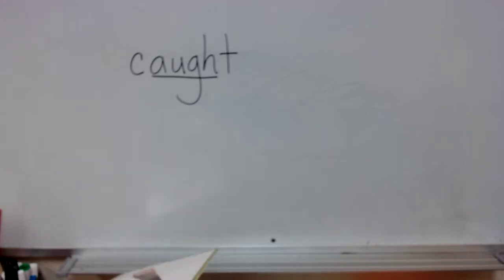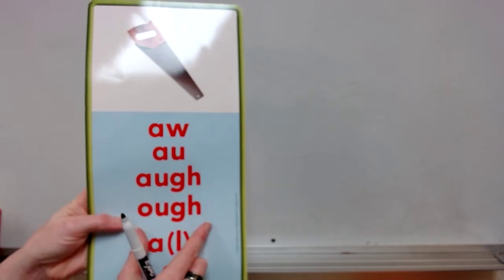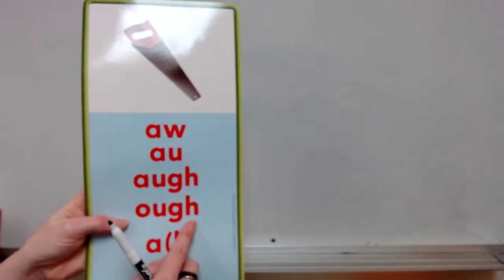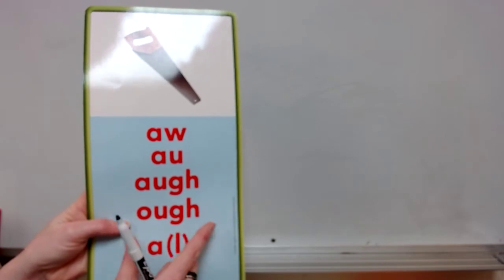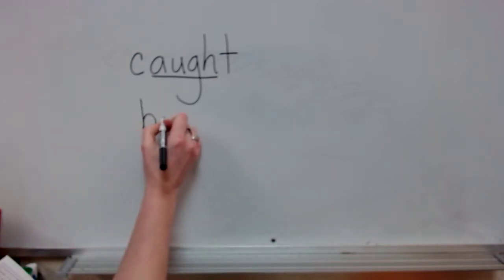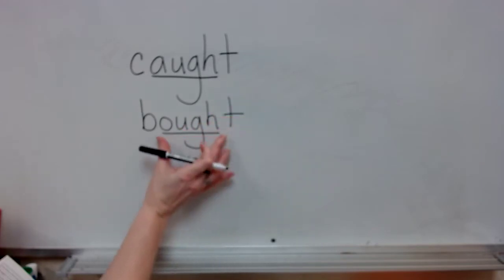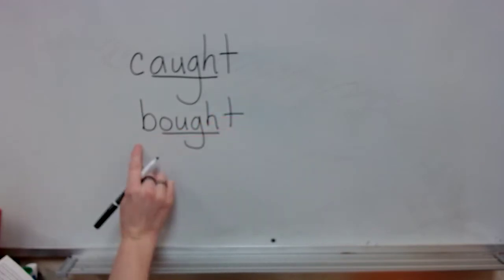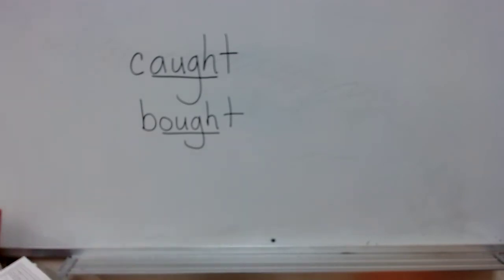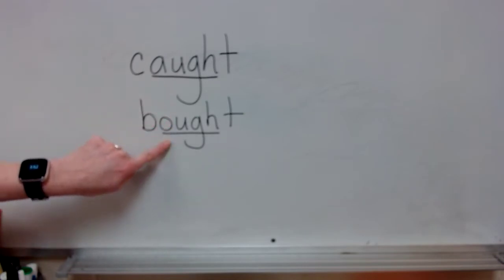Let's talk about aw spelled a different way. Here's the sound. What sound? Yes, aw spelled yes, O-U-G-H, aw, as in this word. Here's that sound spelling. What sound? Yes, aw, and the word is yes, bought. We'll be spelling words with A-U-G-H and O-U-G-H later in your spelling.